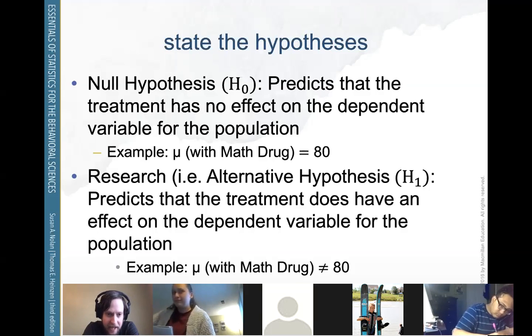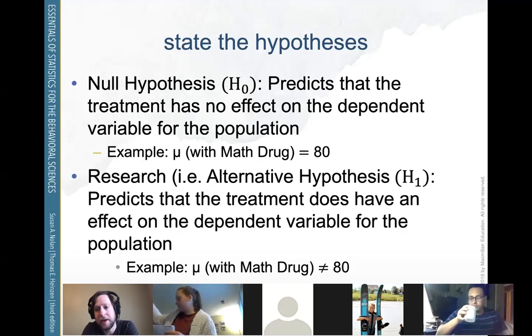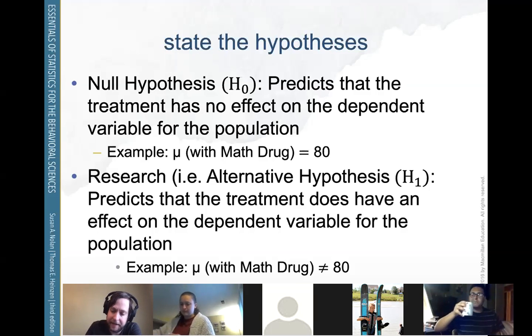So you can look at that research hypothesis and tell it's two tails because mu does not equal 80. There's two things that means: mu is greater than 80 or mu is less than 80. Those are the two tails.